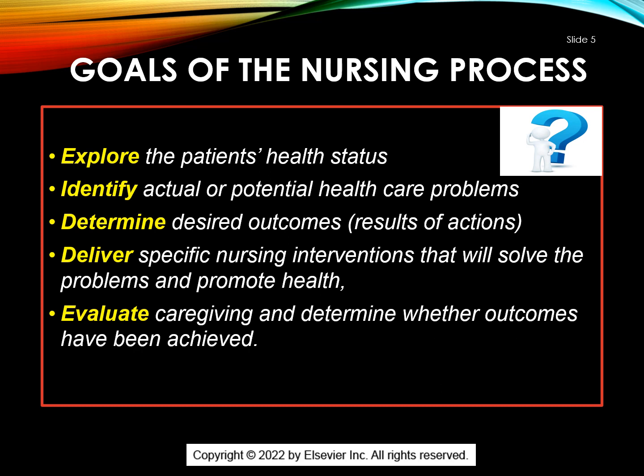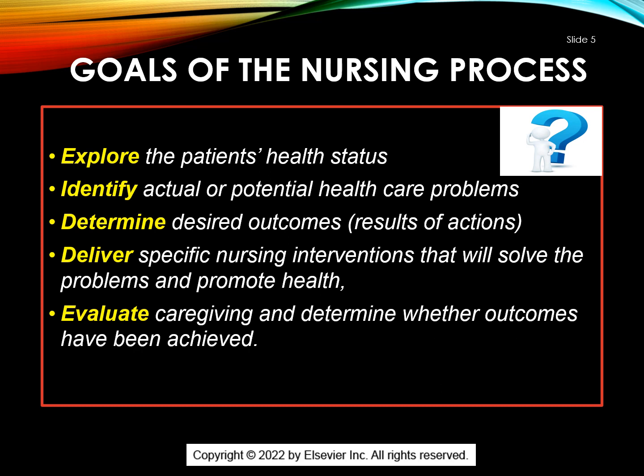So again, the nursing process goals: exploring their health status, identifying any potential problems that may come up, and determine what kind of outcomes you want. What do you want to happen? What is your end goal? Well, okay, with my hypertensive patient, my end goal is for him to have a normal blood pressure, and for basically his potassium to be stable as well, right?